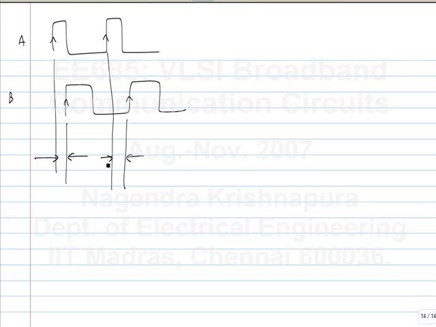So you need to use some arrangement with flip-flops to do this. Let's say what I want is, if A is leading B, at the rising edge of A, the output should go high, and at the rising edge of B, the output should go low. That gives me a measure of the phase difference between the two.